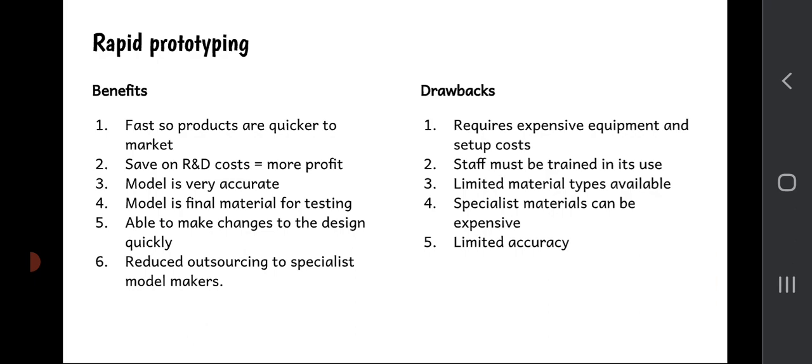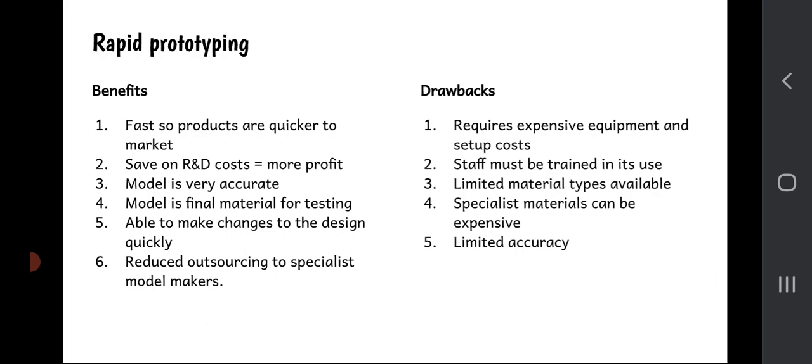There's only a small number of materials that can be rapid prototyped with as well. We don't have access to all materials, so some material types are limited. If you go for some of the really fancy materials, then they can be quite expensive. And there are accuracy limitations with rapid prototyping. The very fact that they are rapid and quick means that quite often you sacrifice accuracy. You still got a lot of accuracy with it, but for really super accurate stuff, rapid prototyping may not be that suitable.